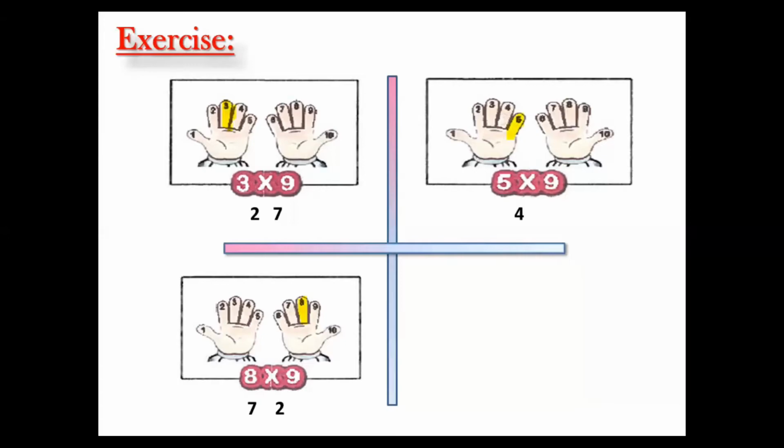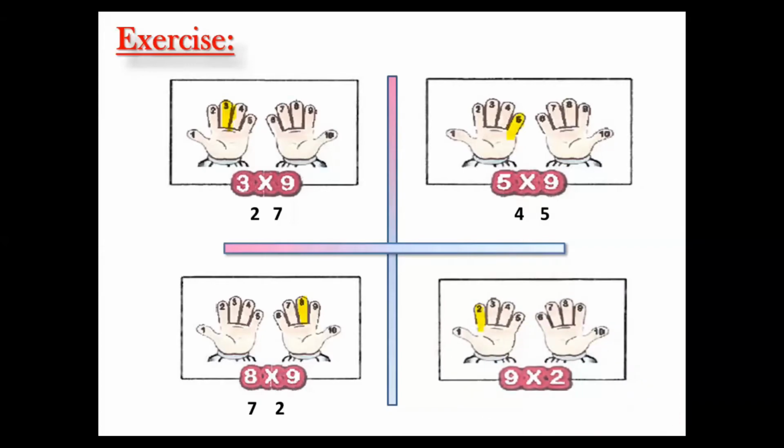And then we count the fingers after the fifth finger. How many fingers are there after the fifth finger? We have here 1, 2, 3, 4, 5. So we write number 5 in the ones digit to get the product of 5 by 9, which is equal 45. The last example, I want to get here the product of 9 by 2.